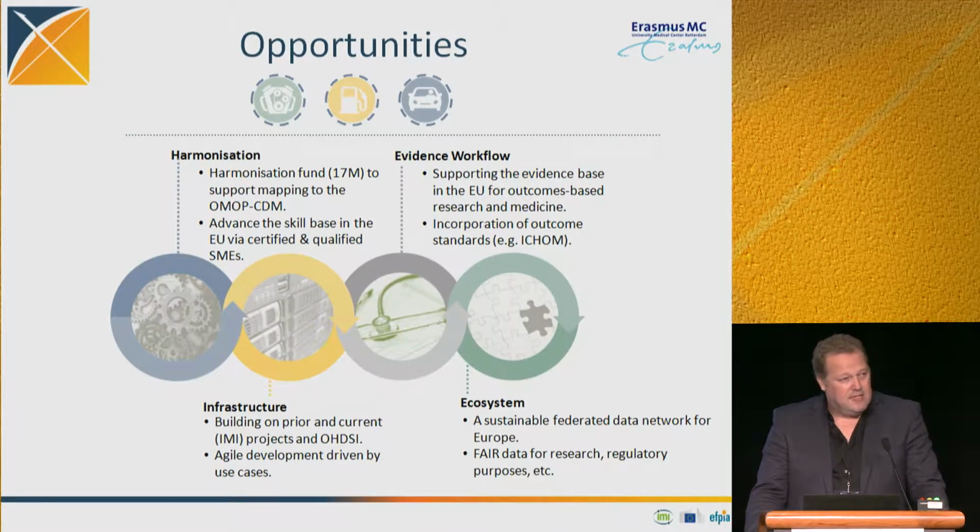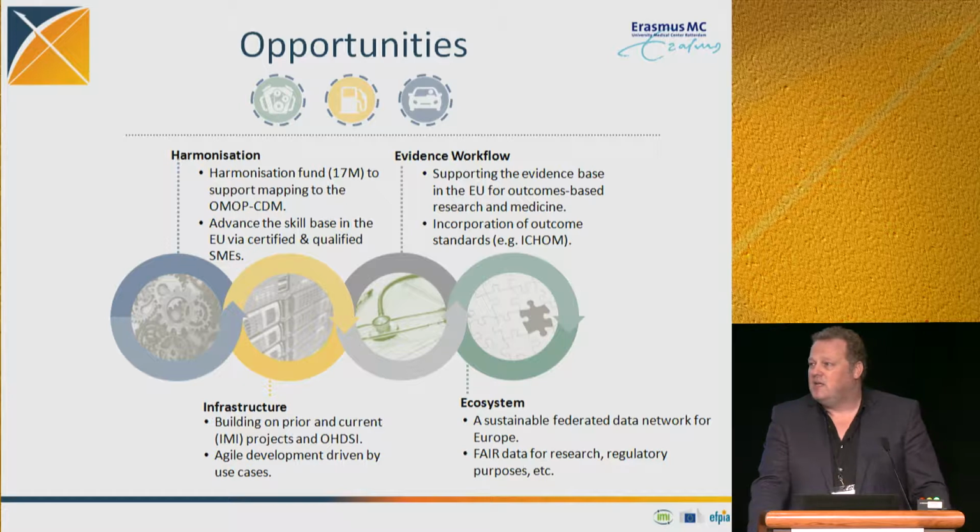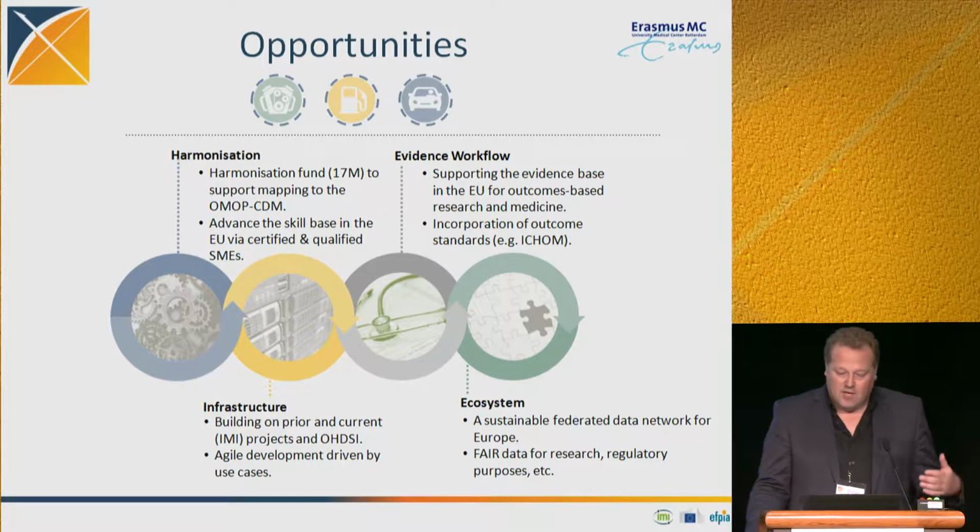The nice thing of the EHDEN project is that within the budget that we have, there is a harmonization fund that's 70 million euro that's reserved just to do mappings of data sets in Europe to the OMOP CDM. And how that will work is that there will be open calls where databases can sign up to get their data mapped to the OMOP CDM with support from SMEs that are trained and certified to do that job. And part of EHDEN is also to train those SMEs to make sure that we get a certain level of data quality and standards in place.